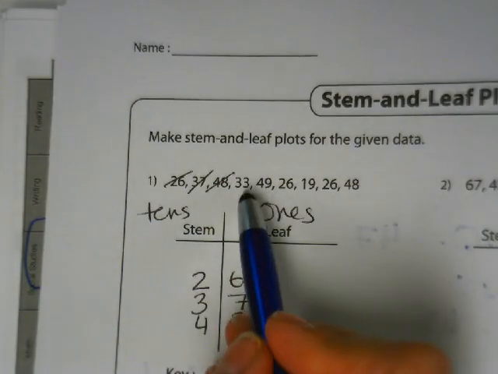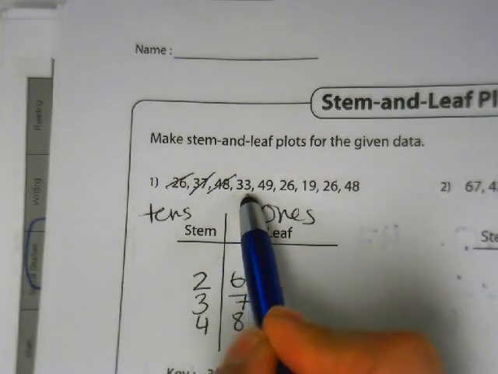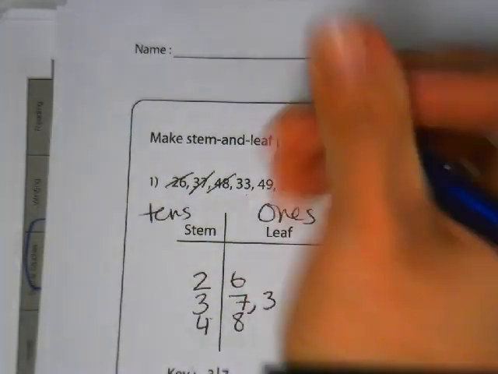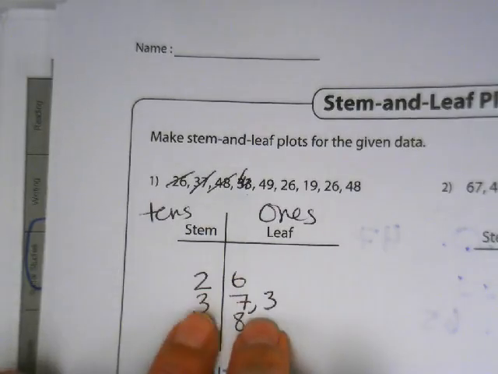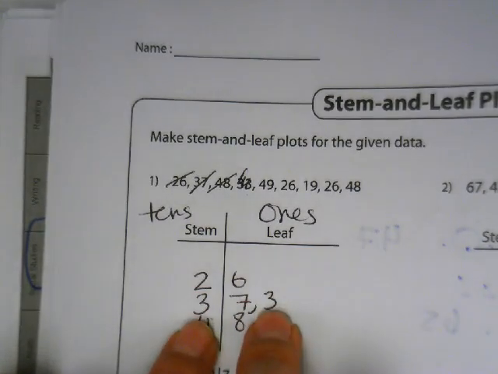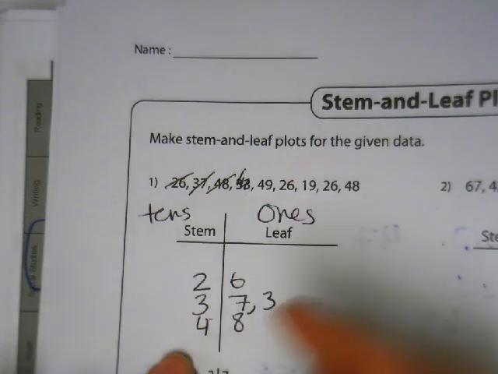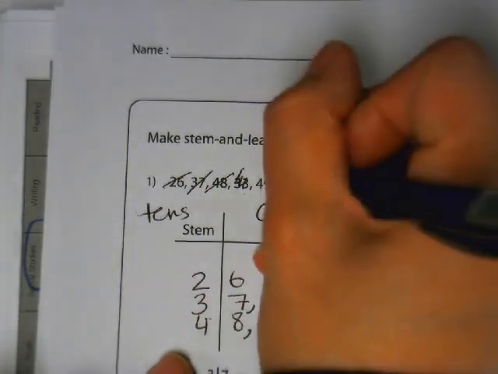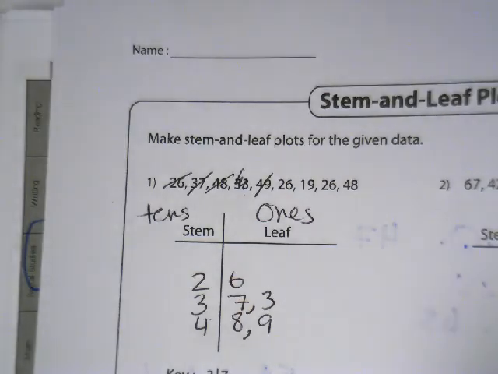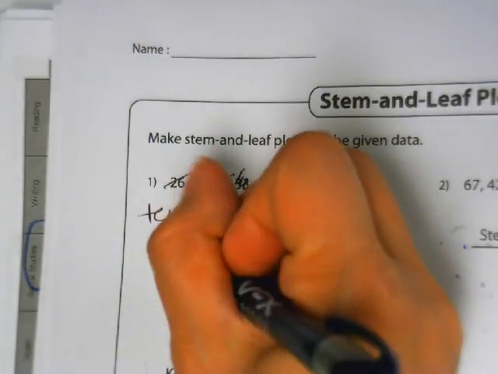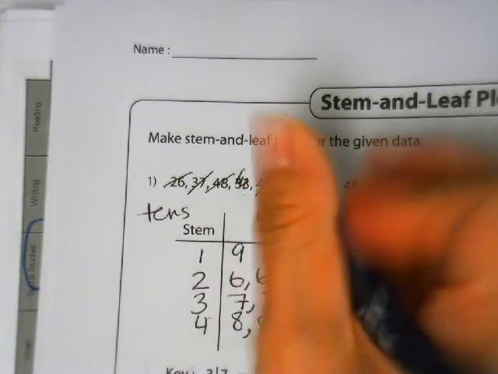Now when you have a repeated 33, I already have a 3, so I just need to put comma 3, because this means 33. 49, do I need to write another 4? No, I already have it. All I have to do is write the 9. 26. 19. 1, 9.